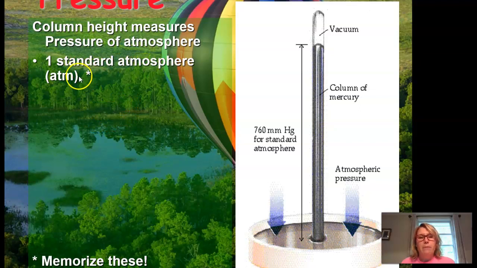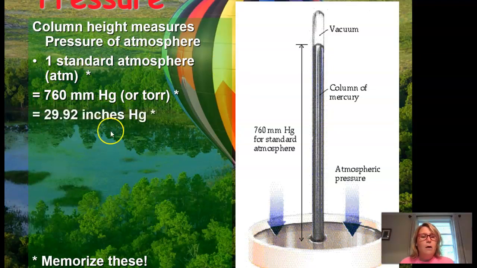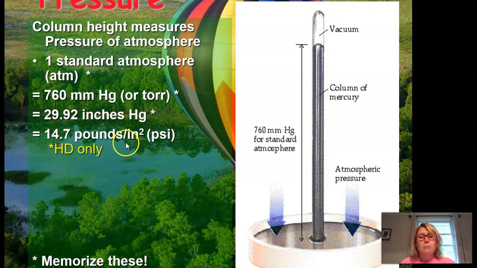One is in standard atmospheres. So standard pressure is 1 ATM, or it's called 760 mmHg, or it's called torr, named after Torricelli, who is the Italian gentleman who discovered the barometer and measured air pressure. It is also 29.92 inches of mercury, 14.7 pounds per square inch.